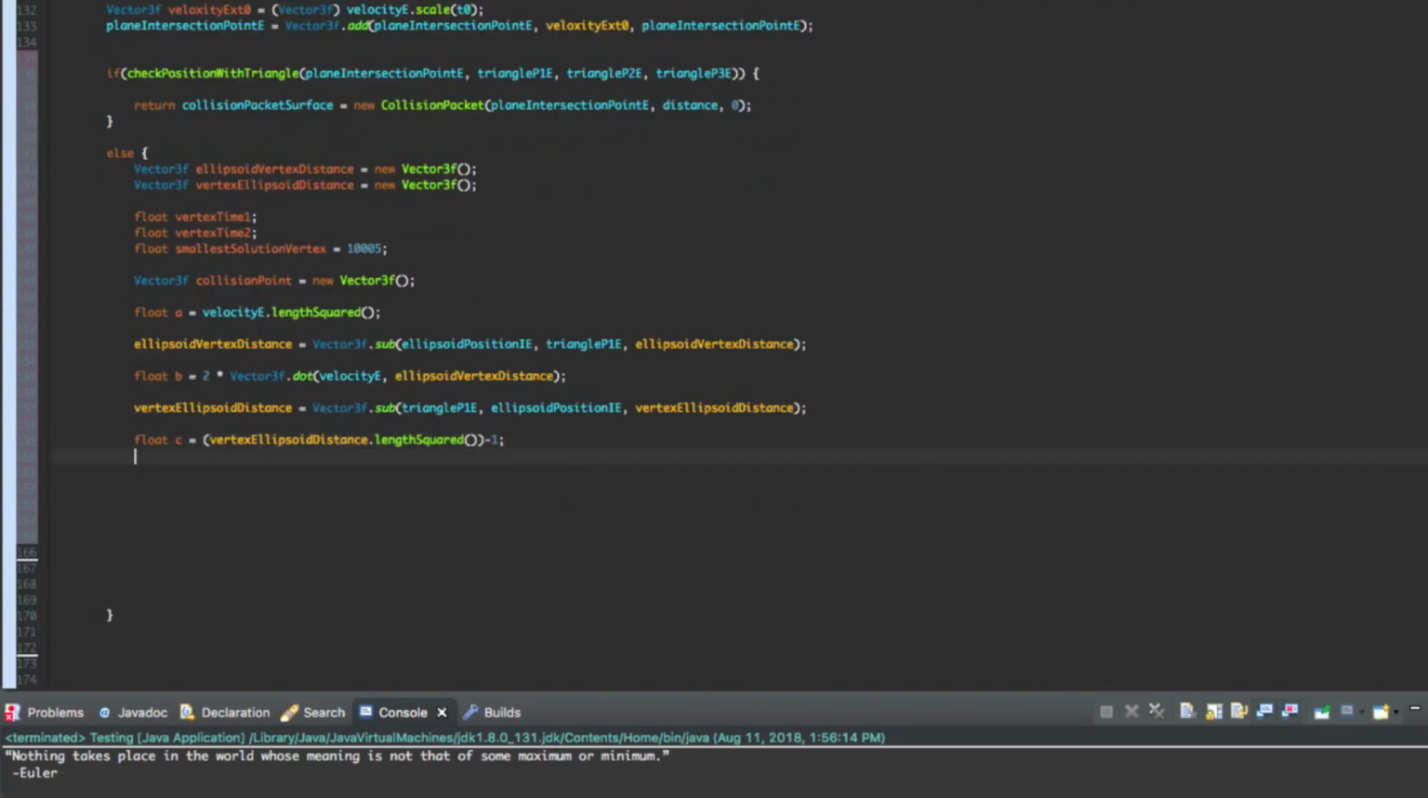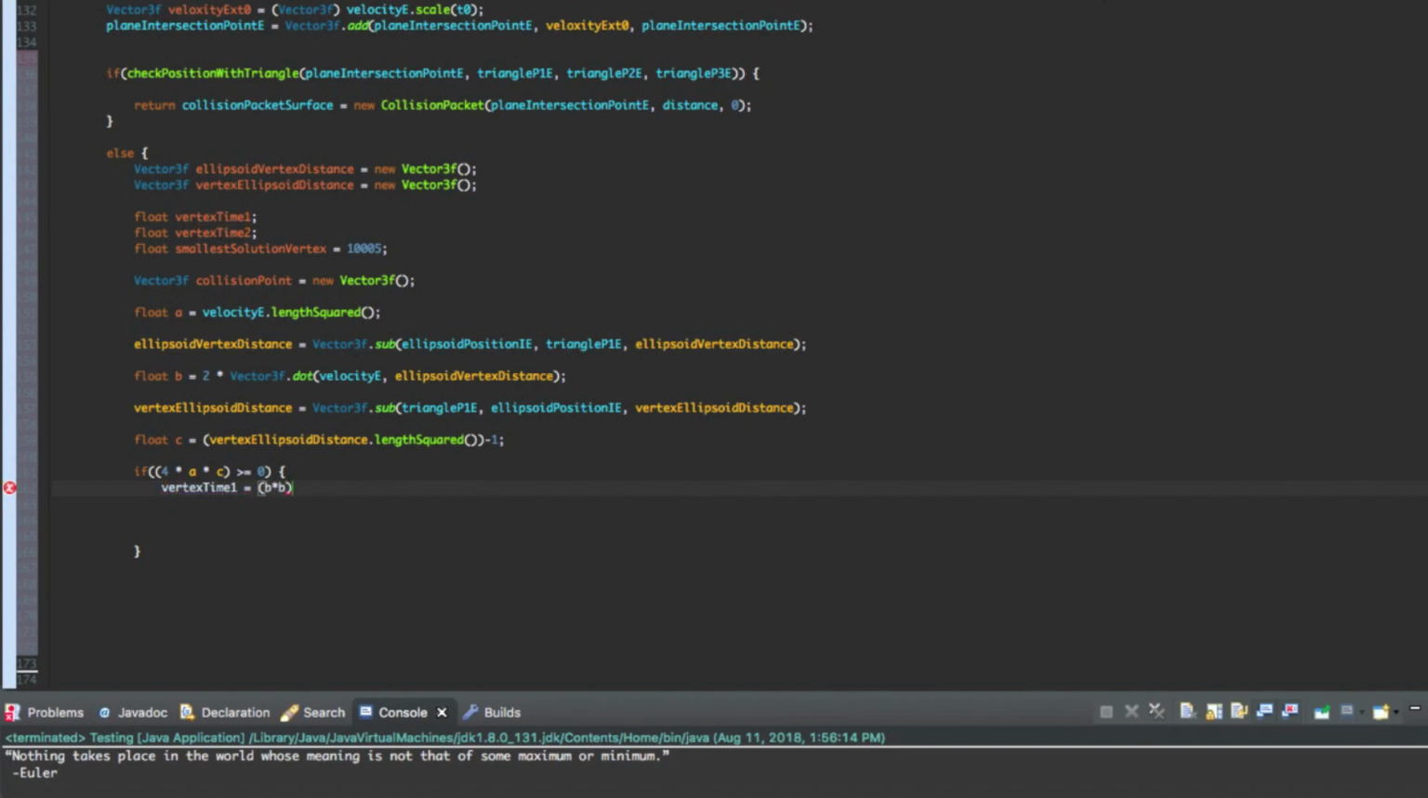All right, and so now we need to see if the determinant is greater than 0, and if it is, we can continue on. So if 4AC is greater than or equal to 0, and actually I didn't catch this here, but it should be the square root, it's b squared minus 4AC, if that is greater than or equal to 0. And I'll catch that at the end. I'll go back and fix that.